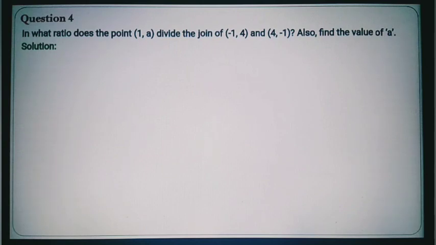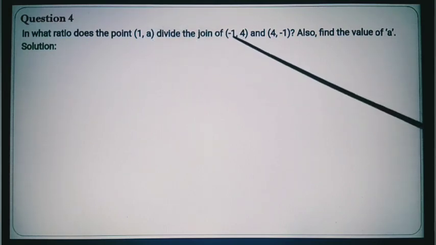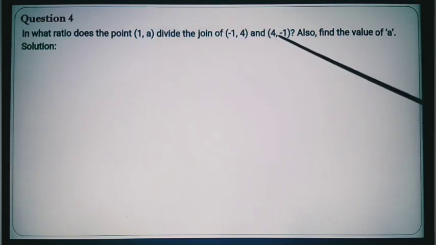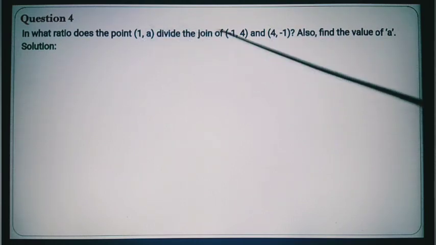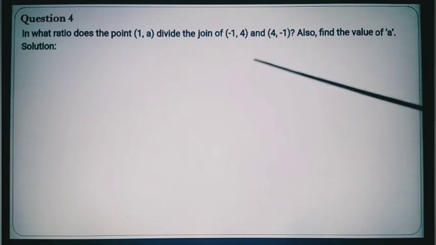So in what ratio does the point (1, A) divide the join of these two? That is, this is my A and this is my B, and this is my P. So this P is dividing the line segment joining these two. So the question is again asking the same: in what ratio does this point divide the line segment joining these 2 points? So after finding the ratio, you need to calculate the value of A as well.